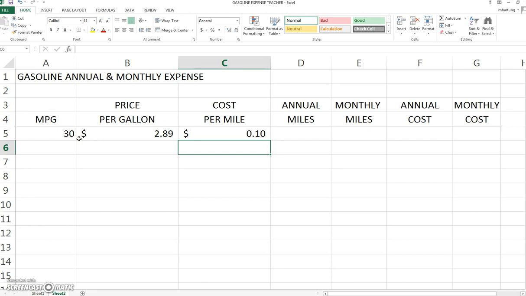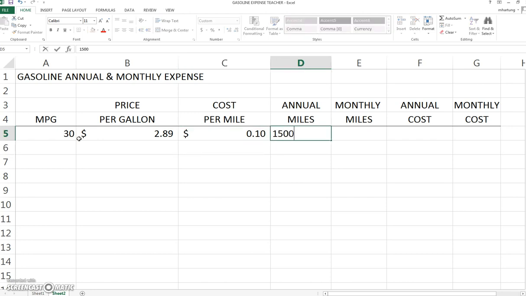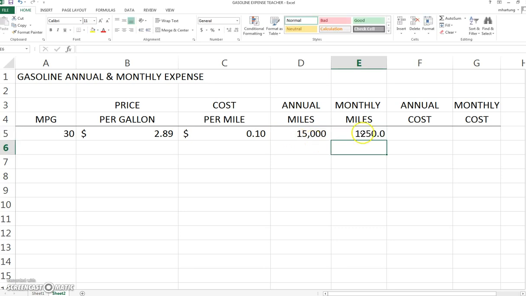Annual miles. We're going to assume that you drive 15,000 miles a year. That would be pretty typical around the Tule Lake area. Go ahead and put in 15,000 per year. Now we need to know how many miles that would be per month. How many months in a year? 12 months in a year. So, take that equal sign, take your annual miles and divide it by the number of months, and that'll tell you how many miles you drive in 1 month. 12 months per year. That comes to 1,250 miles per month.